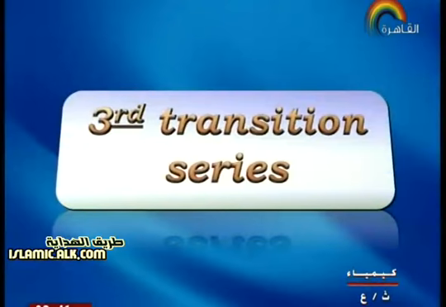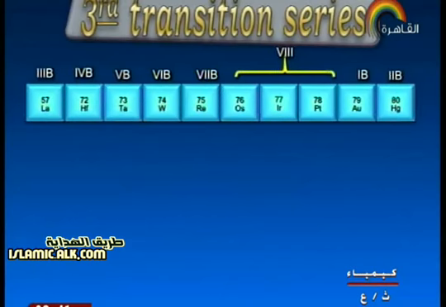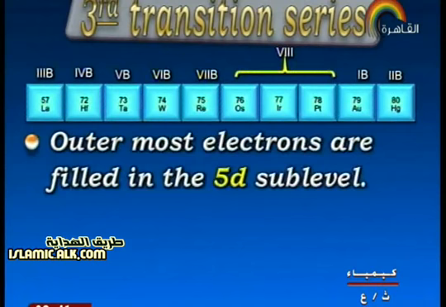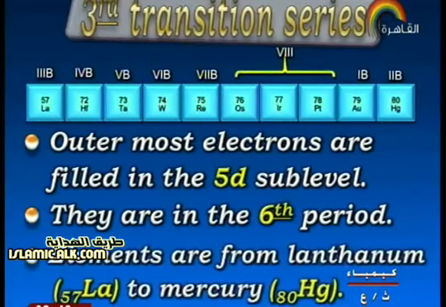Now, my dear students, we are going to discuss the third transition series. These elements start from lanthanum of atomic number 57 till mercury that has atomic number 80. Here, my dear students, the outermost electrons are filled in the 5d sublevel, and they are located in the 6th period of the long form periodic table, starting with lanthanum and ending with mercury.